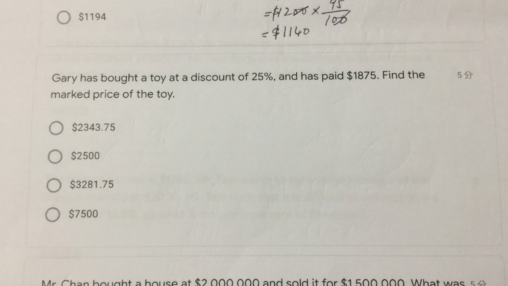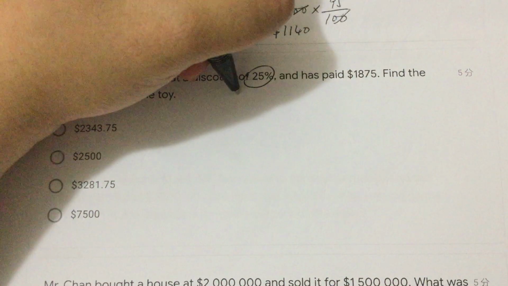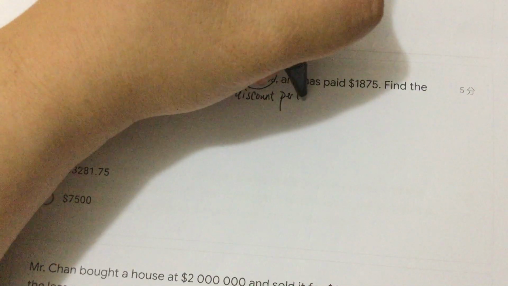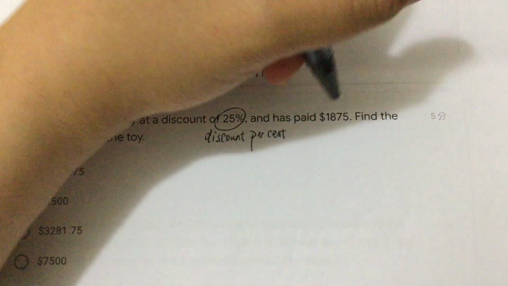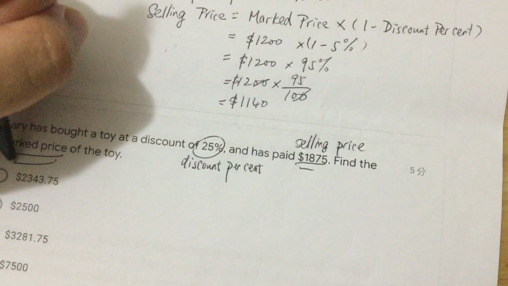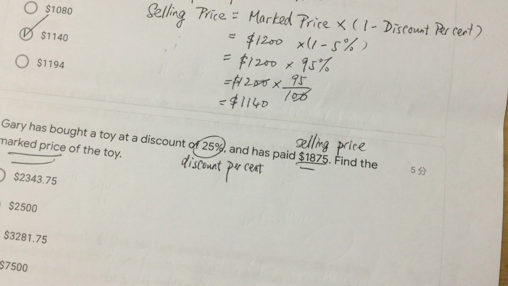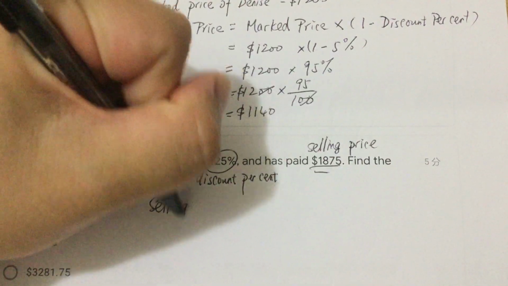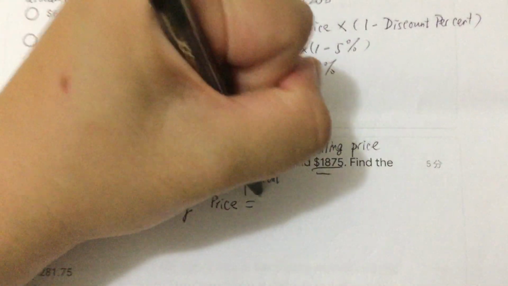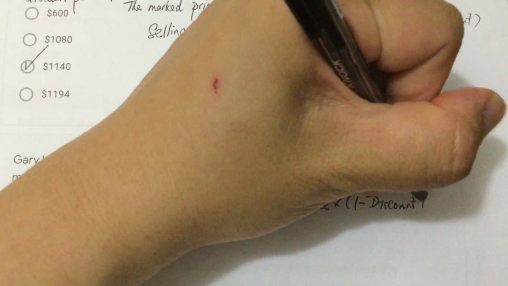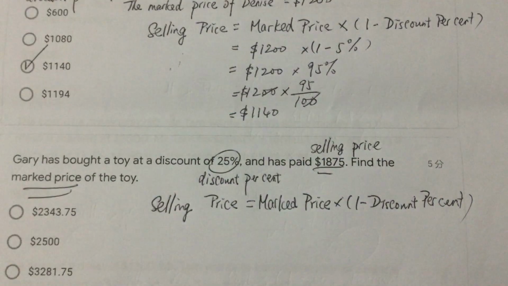Okay, now question 6. Gary has bought a toy at a discount of 25%. So this one is the discount percent. And finally, he paid. That means that he will put the money out. So this one is the selling price. I play this one and find the mark price. Okay, once again, we will use the formula from above. So let's copy once again. That is selling price equals mark price, times 1 minus discount percent. So you have something like this.